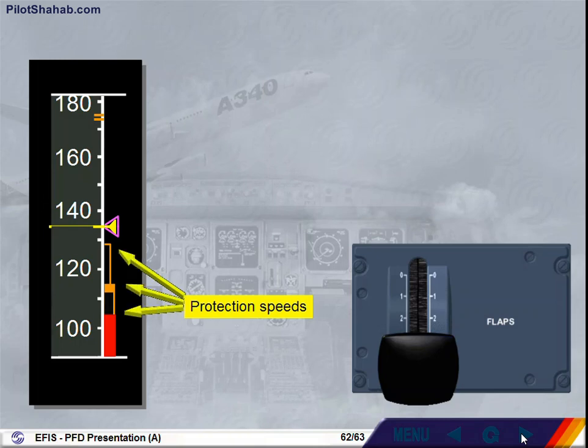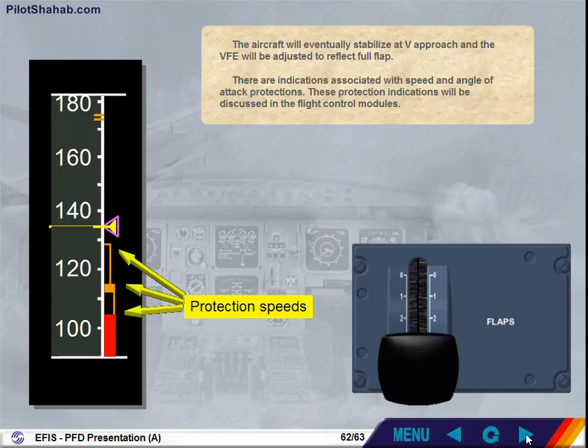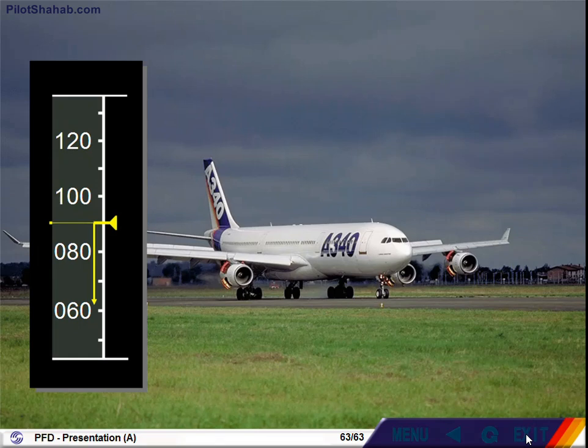There are indications associated with speed and angle of attack protections. These protection indications will be discussed in the flight control modules. Once the aircraft lands, all additional speed indications are removed, apart from the speed trend arrow. Having thoroughly studied the airspeed indications, you will study the altitude, vertical speed, and heading indications in the next module.